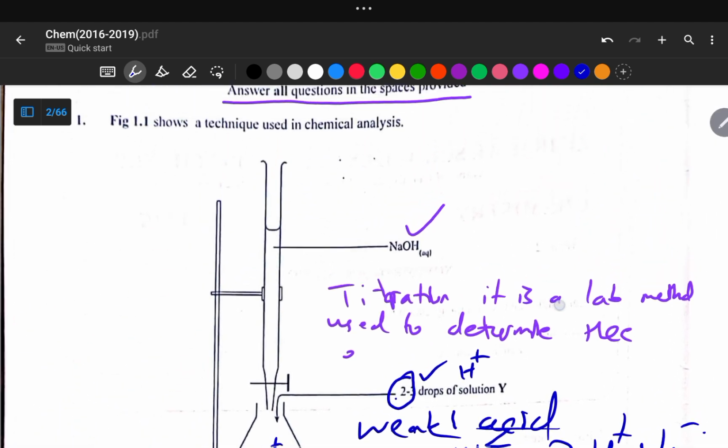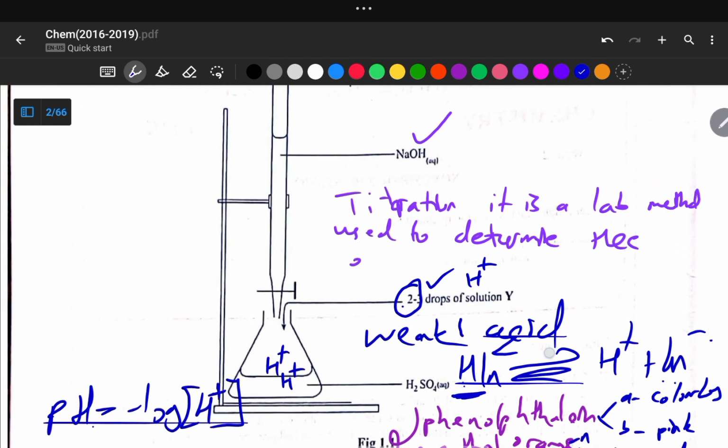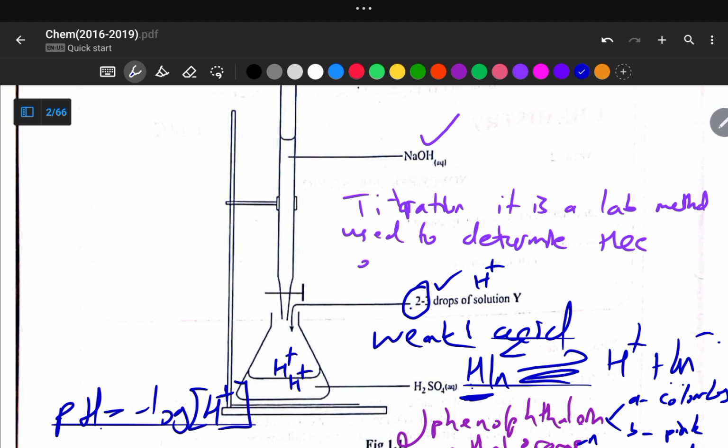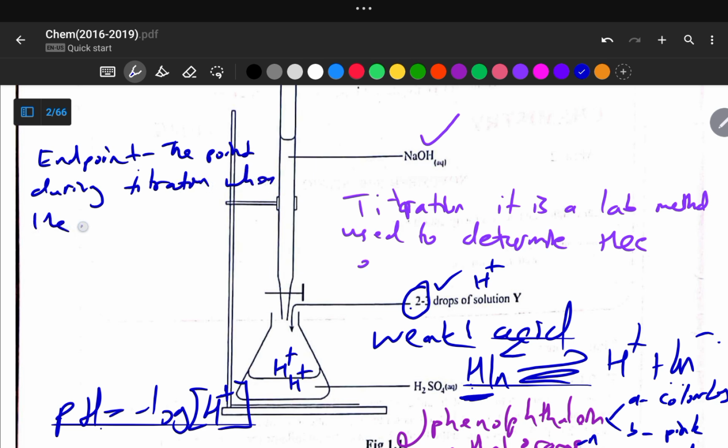And also we need to explain the function of the indicator. So there's what we call the equivalence point and the end point. The end point is defined as the point during titration when the indicator changes color, right? Indicator changes color. Are we together? Signaling that the equivalence point is reached. So that's the end point.